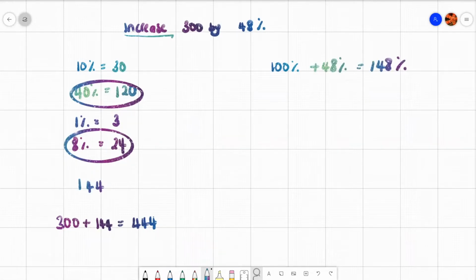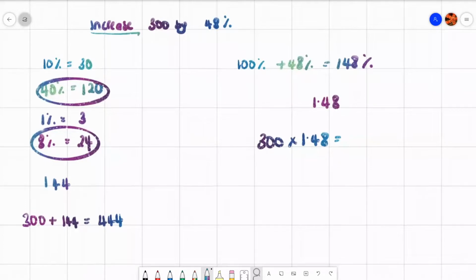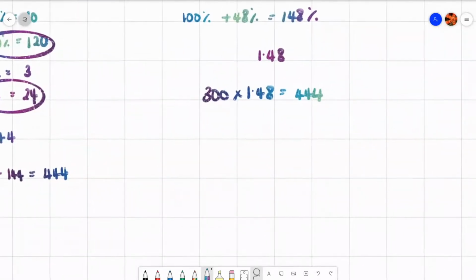What's 148% as a decimal? Well, I divide that by 100, so I get 1.48. All I do is I do 300 times 1.48. Do that on your calculator. Okay, and I end up with 444. Or again, you can use the lattice method. So I can show you that.